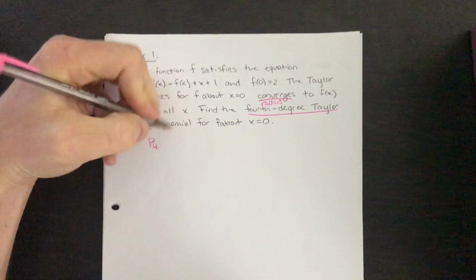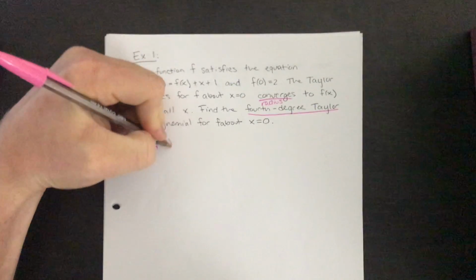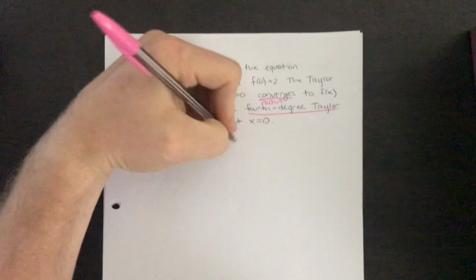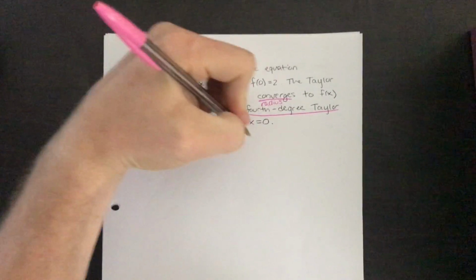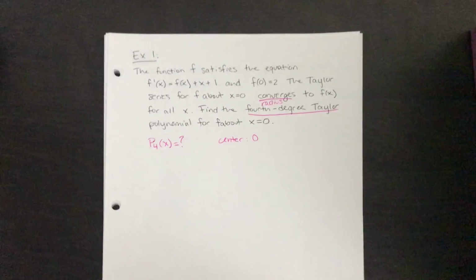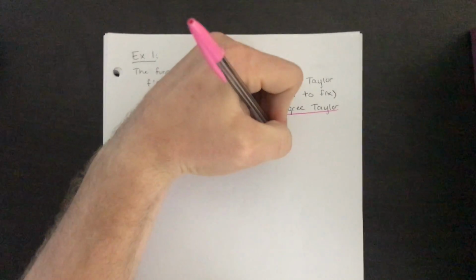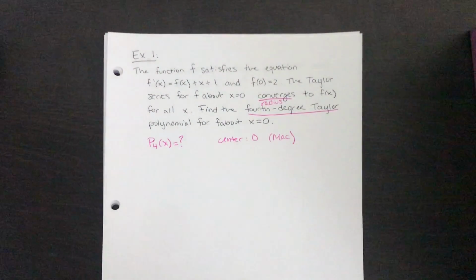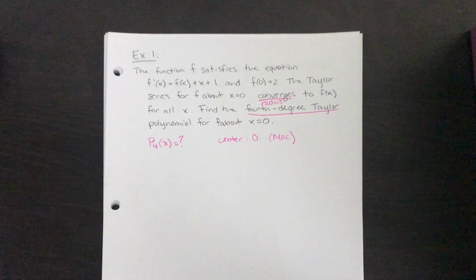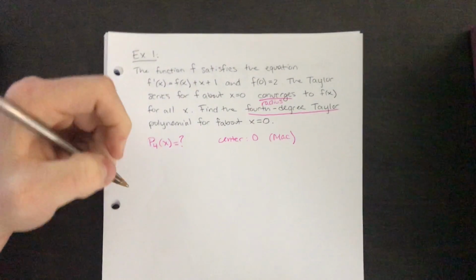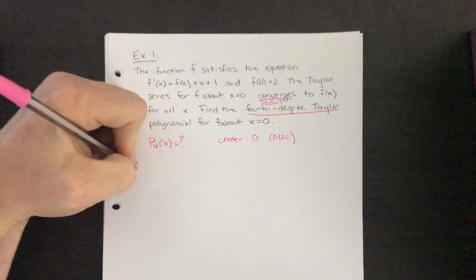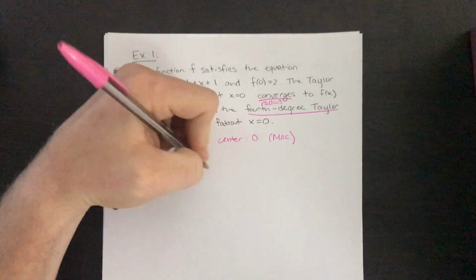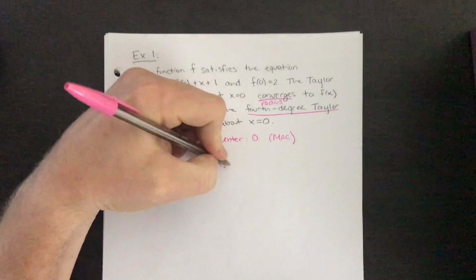So I'm going to put it down as P sub 4 of x. That's what we're looking for here. And you can also note that your center is 0, which is essentially telling us this is a Maclaurin, but they've referenced it as a Taylor centered at 0. That's totally fine. So what they did give us is they gave us an initial value, f of 0 equals 2, and then they gave us a derivative.